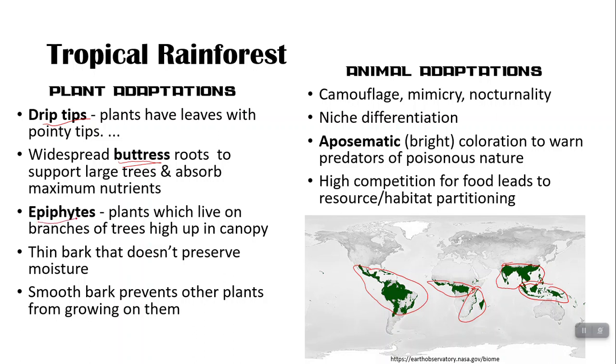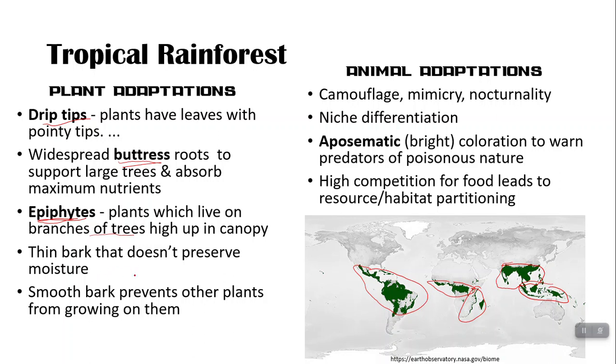There are also plants that are called epiphytes. We talked about them before. Epi means on top of, phyte means plant. So it's a plant on top of a plant. These plants live on the branches of trees, and they live high up so they can get more light, but they're not parasites because they don't take anything from the trees or harm them in any way.